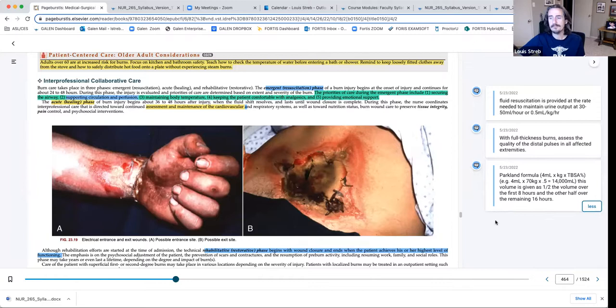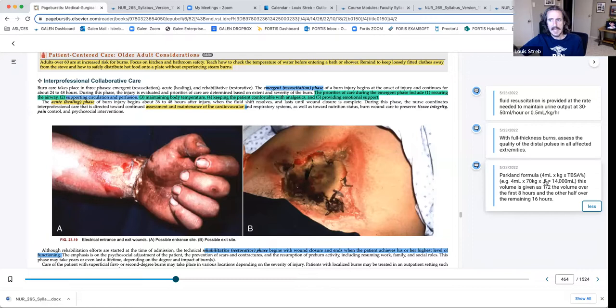I also put down here the Parkland formula. When we think about a patient who is burned, you come in and we calculate your total body surface area. The formula takes your weight in kilograms times 4 mLs, which is just what the Parkland formula uses, times your total body surface area. If you look here in my notes, you can see this. I gave you an example: for 4 mLs, your patient weighs 70 kilograms times what?